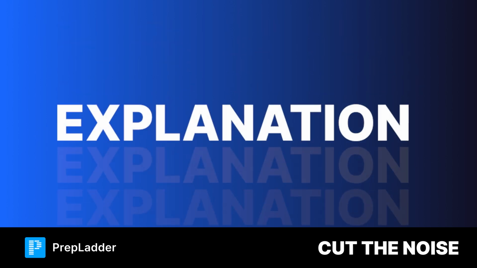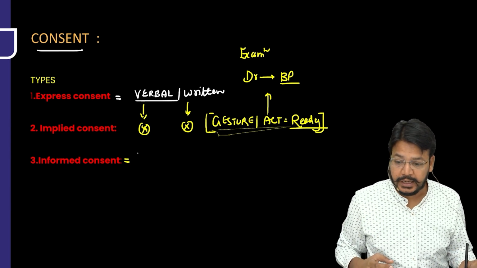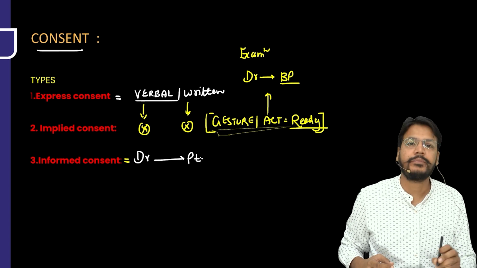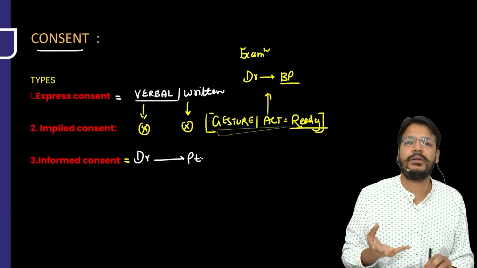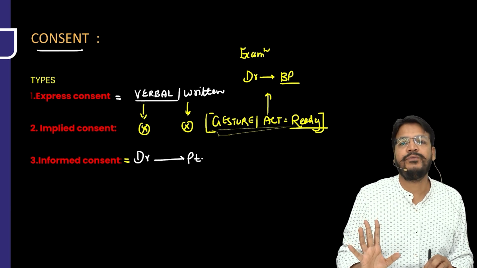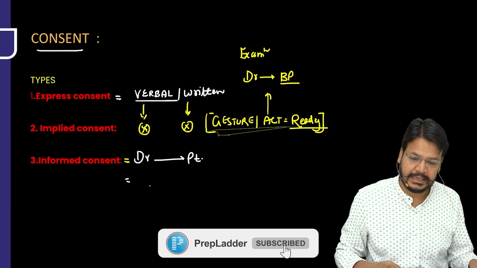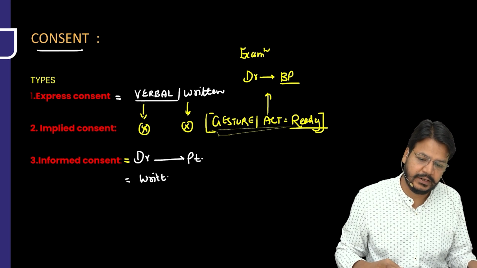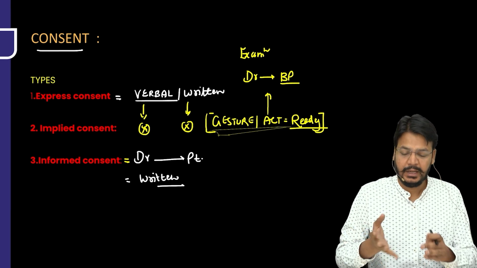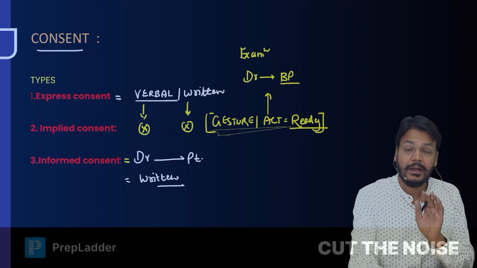Here's the explanation. Informed consent. What is informed, sir? If the doctor informs everything to the patient, my dear friend, this is the diagnosis, this is the treatment, this is the procedure, this is known as informed consent. And the best informed consent is written informed consent. Written informed consent is the best informed consent. Brother, this is the procedure, this is the surgery, we are going for this procedure. This is informed consent.